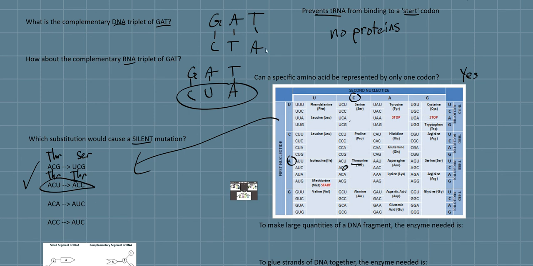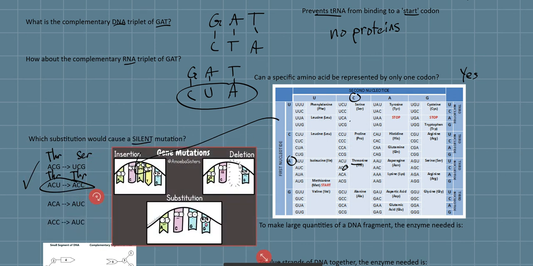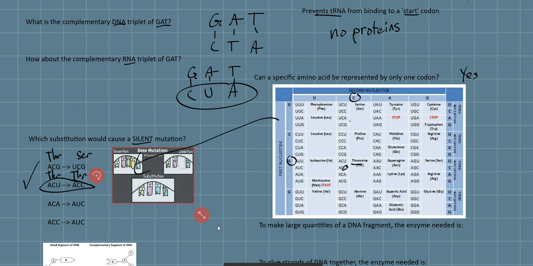When we're looking at the types of mutation we know can be silent, missense, or nonsense. Substitution is most likely to result in silent or missense, but insertions and deletions are the ones that are more likely to result in nonsense mutations.